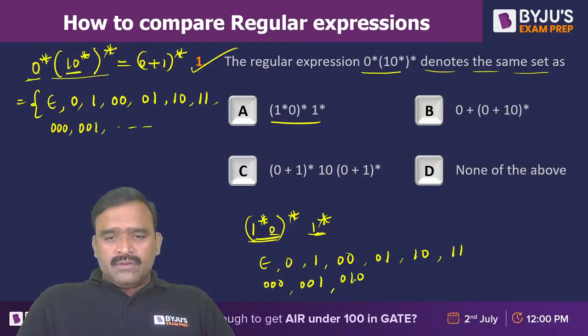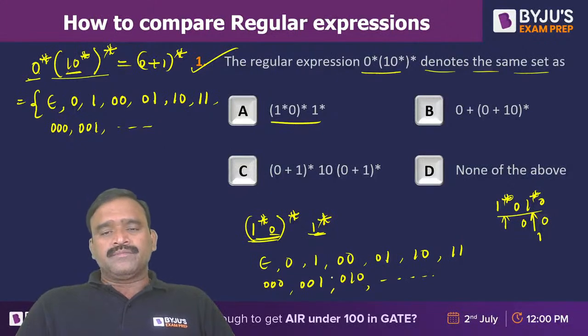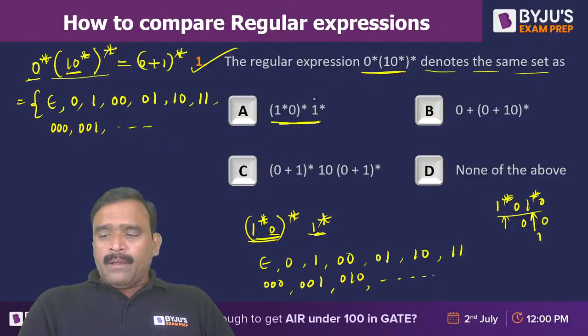And 010, how is it possible? We can do one thing. If I take 1*0 two times, 1* I can take as epsilon, and this 1* I can take as a single 1. So 010 is possible. So these are the strings. Any string present here is also present there, all combinations of zeros and ones. So option A is right.